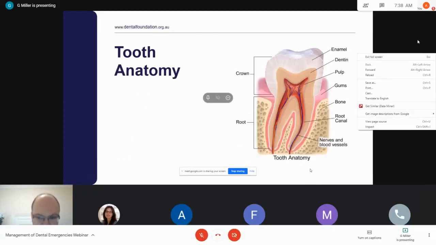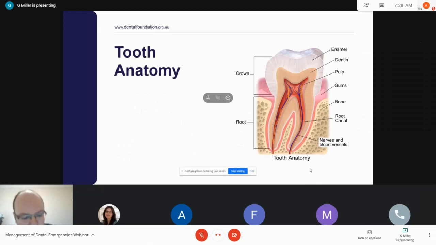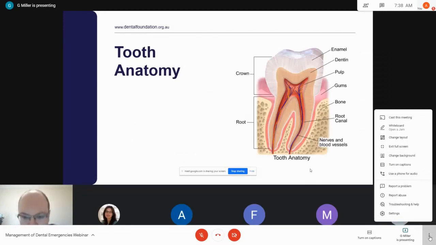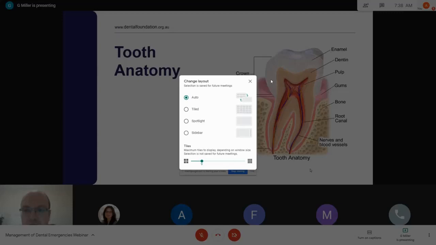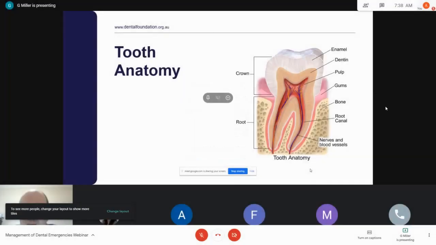If we look at tooth anatomy, this is a sagittal slice through a molar crown, and it demonstrates the basic anatomy of a single tooth. It shows the structures that we will be talking about today, including the enamel, which is the hard outer shell, the dentine, which is still heavily mineralised at around 70%, which is the inner part of the tooth.